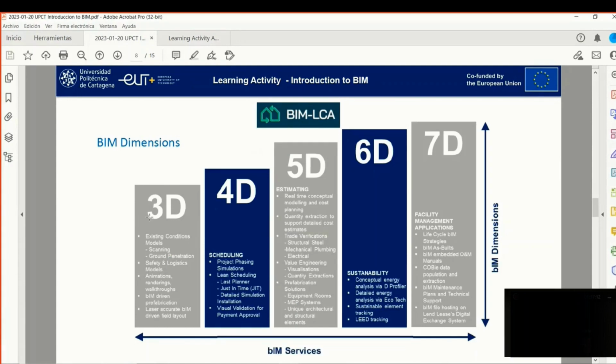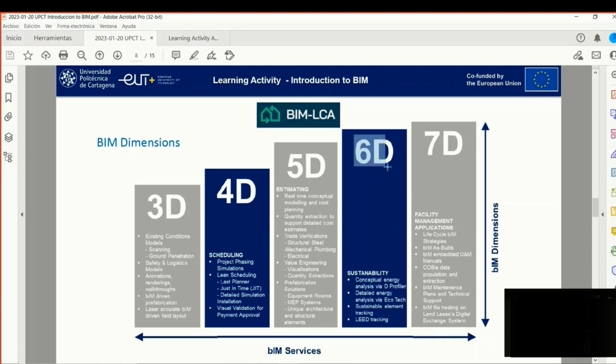We talk about the first dimension, that is the three dimension of the geometry of a 3D model. We talk about four dimension. The fourth dimension is time, so we can plan. With the model, we can do the construction plan, for example. We talk about the fifth dimension, that is the cost.